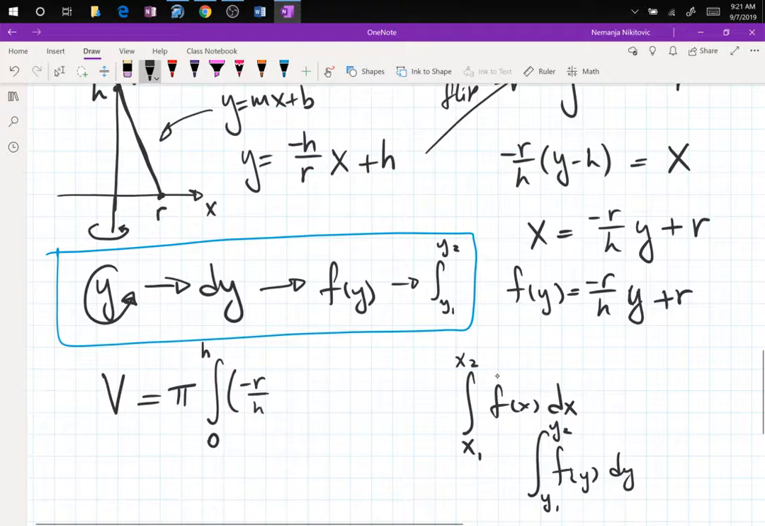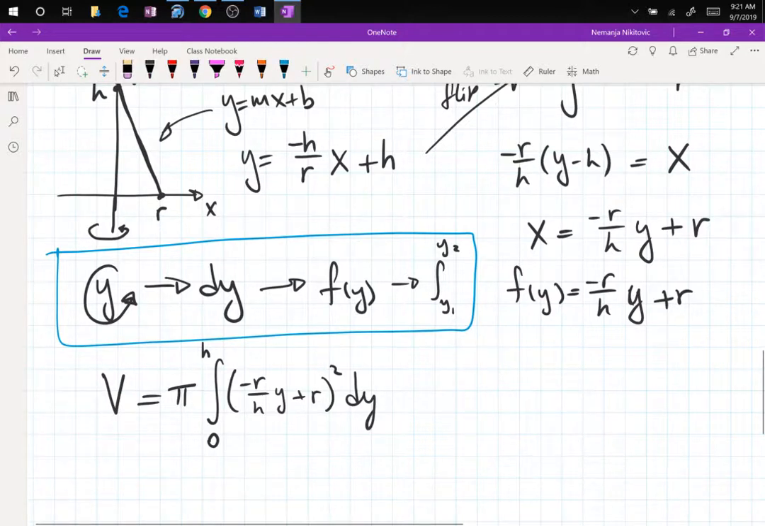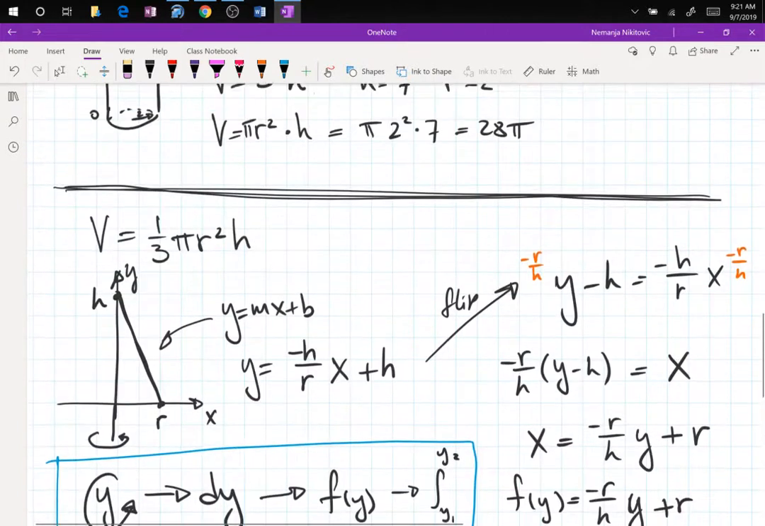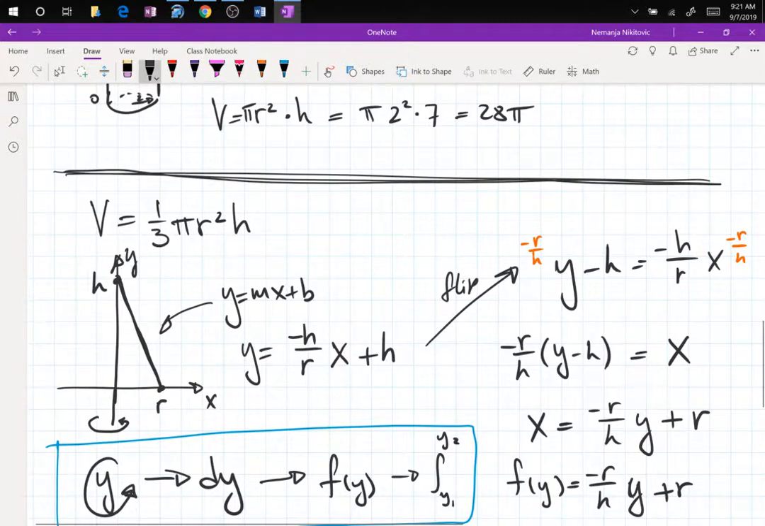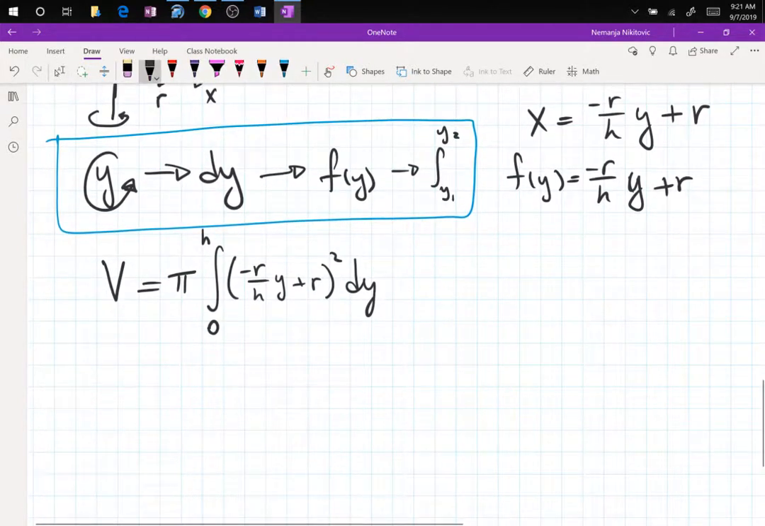Negative r over h y plus r squared dy. So this is the integral that we have to solve. And when we are done, r and h are parameters, they are numbers. So those would be 3 and 7 or whatever, so don't panic about that. The reason why we have them as r and h is because we are shooting to end up with this formula here. That's what we are aiming to get. So now let's go, work this out.